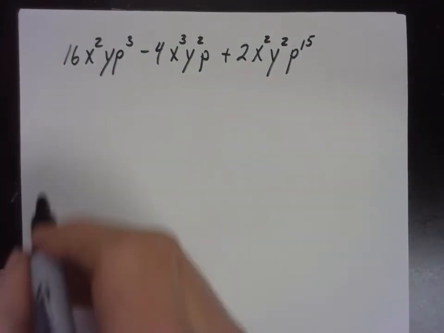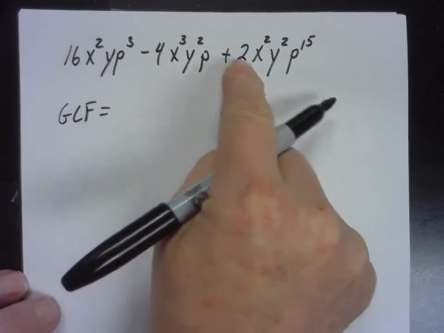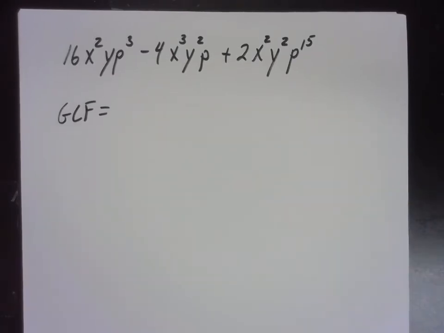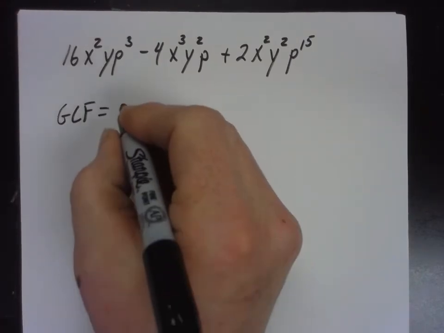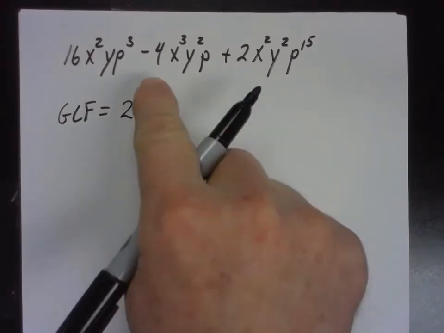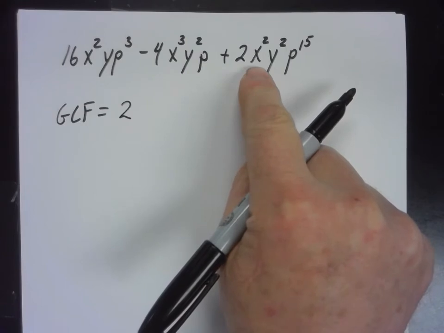Okay, so we're going to talk about the greatest common factor. Let's start with the number part first. 16, 4, and 2. What happened? You all just quit on me. Come on, greatest common factor of 16, 4, and 2. 4? 2. Why not 4? Okay, because 4 is not a factor of 2, is it? Okay? 2 only has 2 factors, 1 and 2, so it's got to be one of those.